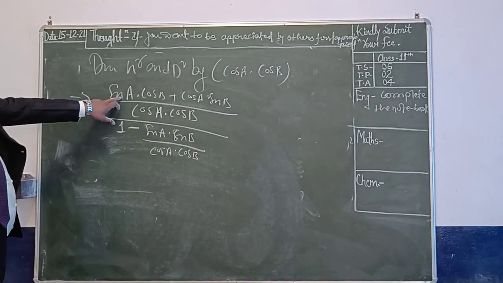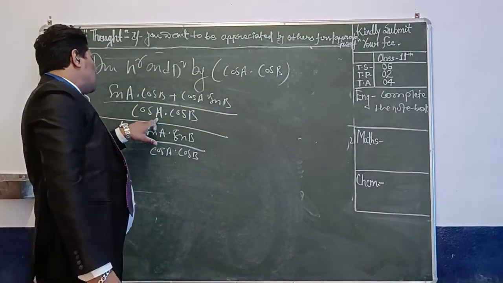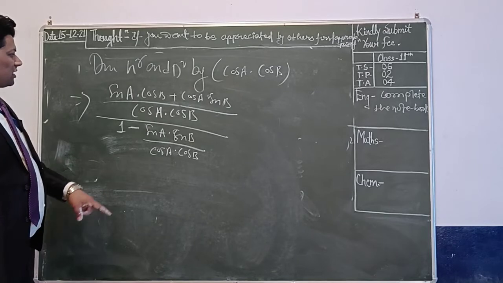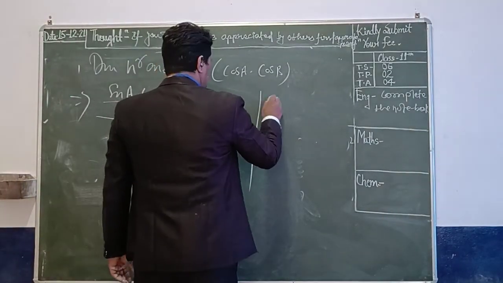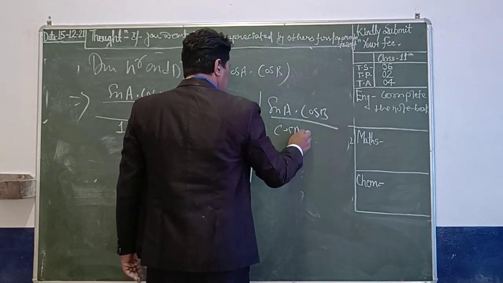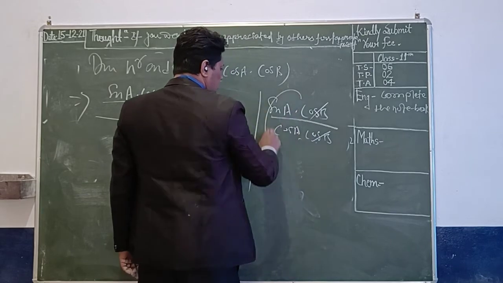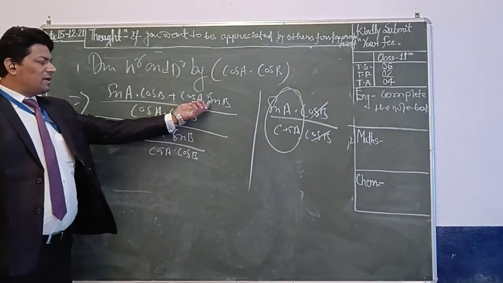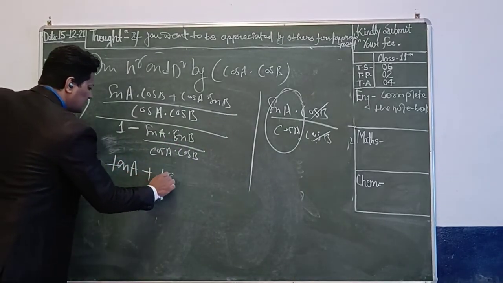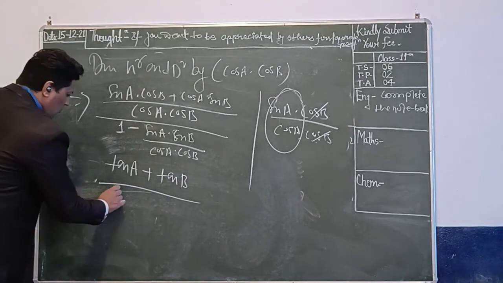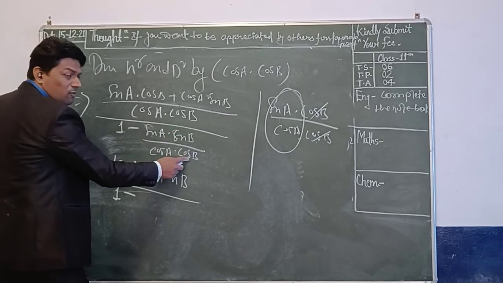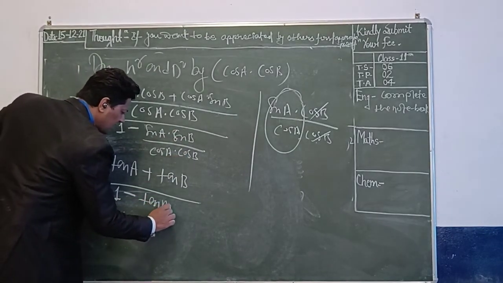Is it clear? Sin A into cos B plus cos A into sin B, over cos A into cos B. Sin A upon cos A, sin B upon cos B. If you write it here, you will get sin A into cos B divided by cos A into cos B. Cancel out, this will be tan A. Is it clear? And this will be separately tan B. It will be tan A plus tan B divided by 1 minus sin A upon cos A, tan A, sin B upon cos B, tan B, tan A into tan B.